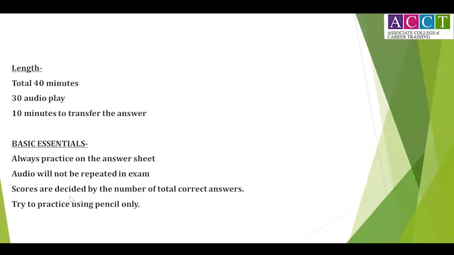Next, scores will always be decided by the total number of correct answers you get. For example, if there are 40 questions, out of 40 questions, if you get 23 correct, that means 6 bands. If you get 27 correct, 6.5. If you get 30 out of 40 correct, that's 7 bands. And if you get 33 out of 40 correct, that's where 7.5 is.